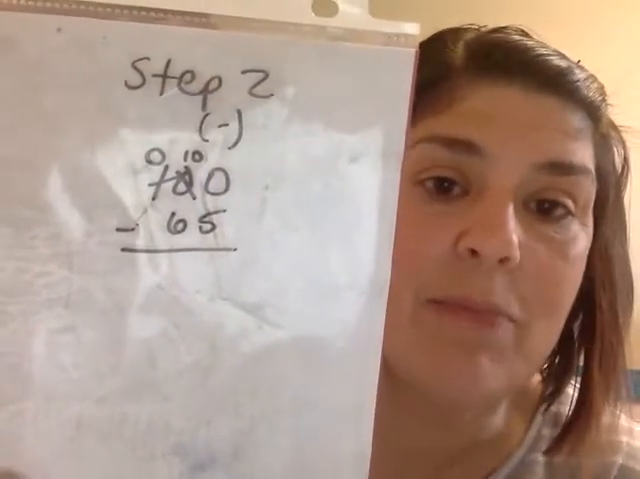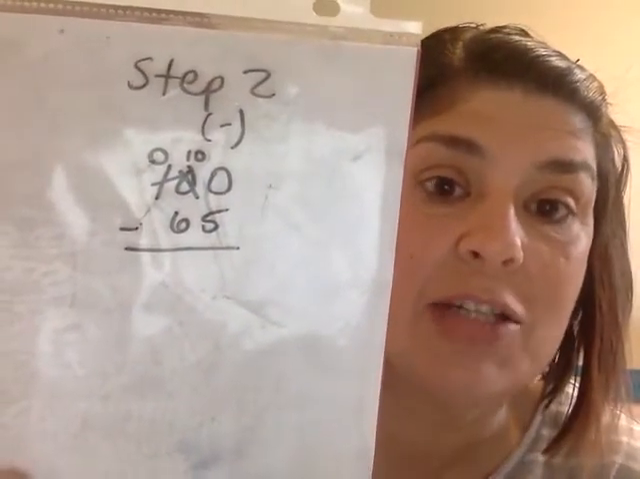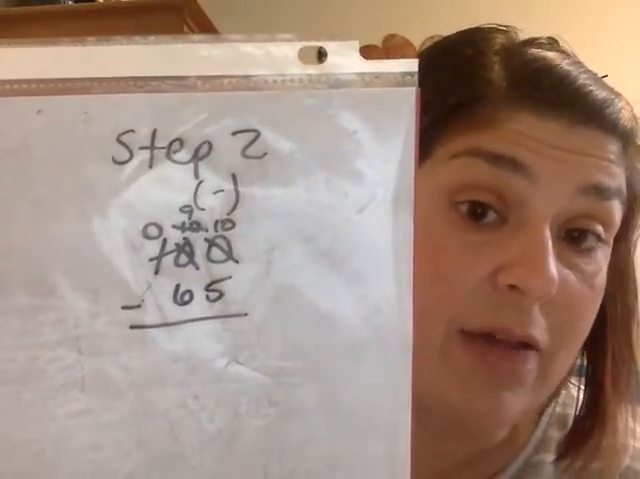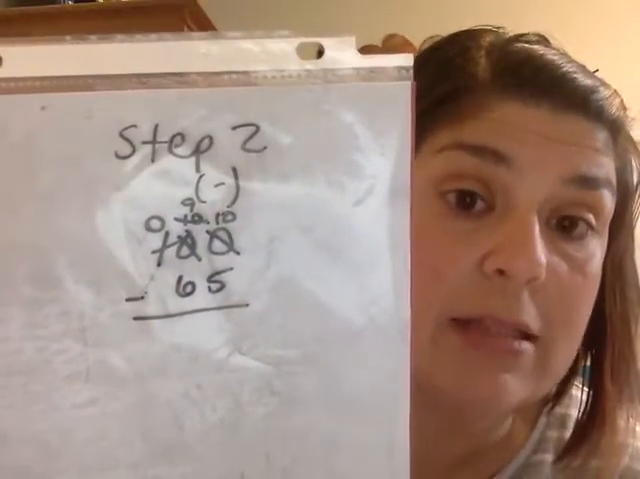I can't stop there because I still need to add to my ones place. I need to take a 10 away. That becomes 9 tens, and I'm bringing 10 ones back. Now, I have enough in every column. I can go ahead and subtract.